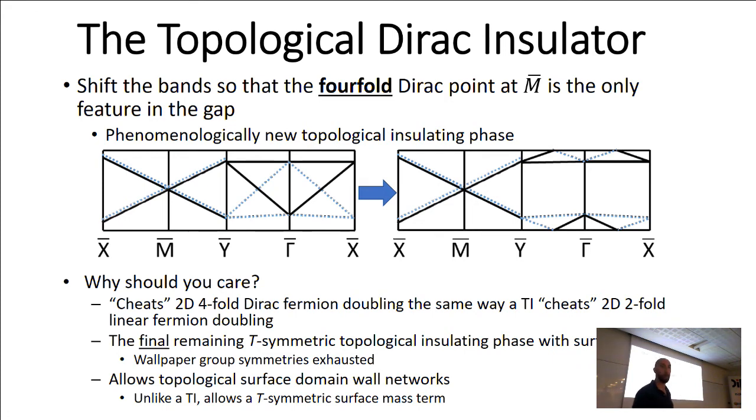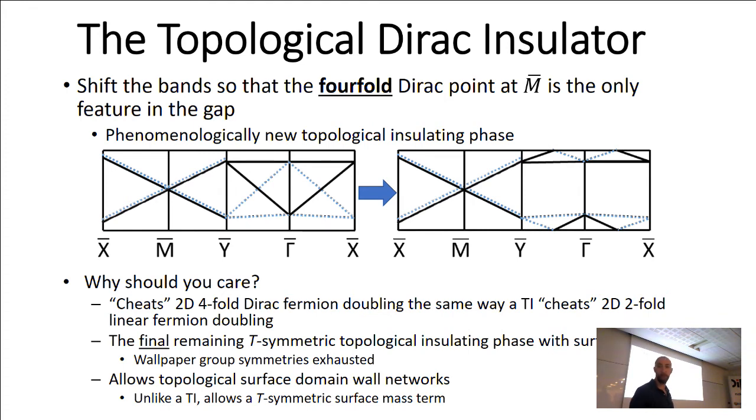So the point is that by looking at the band structure itself and rearranging it, you can find that this is a qualitatively new topological insulating phase. And so why should you care? One, as before, from a theoretical perspective, it's the first thing that cheats Dirac fermion doubling. In the same way, the TI sort of cheated the twofold degenerate linear fermion doubling. As we know, it's the final way of rearranging surface bands and getting a topological insulating state. So all topological insulators with time-reversal symmetry must be one of these four phases of matter as long as they have surface states. So this is up to everything that maybe isn't a second-order TI or some more complicated inversion-protected system.